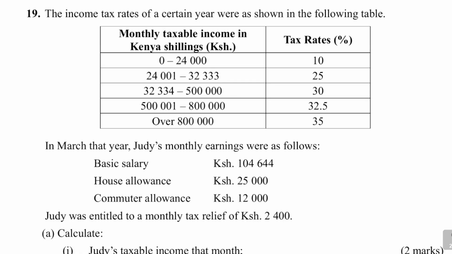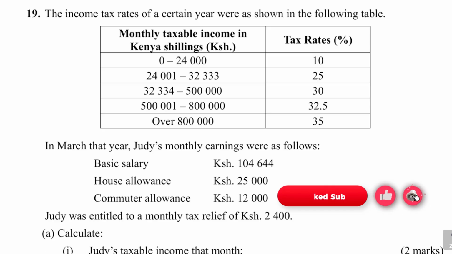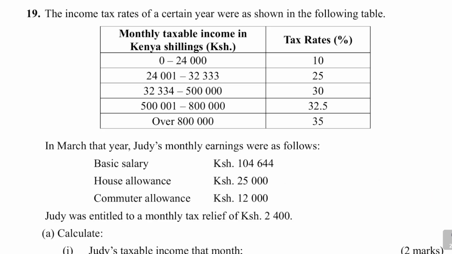Question 19. This is a question on income tax. The question reads, the income tax rates of a certain year were shown in the following table. So you have the table in monthly taxable income, Kenya shillings, then the tax rates are in percentage. So all the slabs are given there. In March that year, Judy's monthly earnings were as follows: basic salary 104,644, house allowance 25,000, commuter allowance 12,000. Judy was entitled to a monthly tax relief of 2,400.